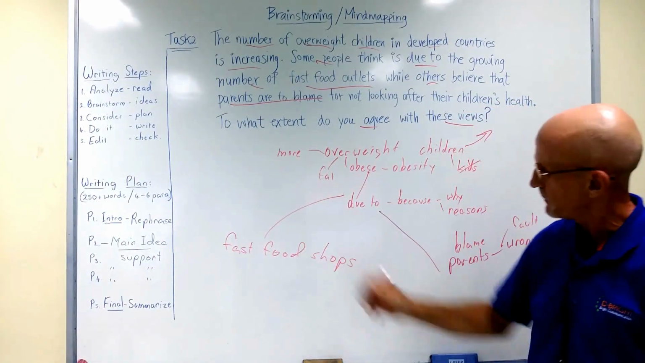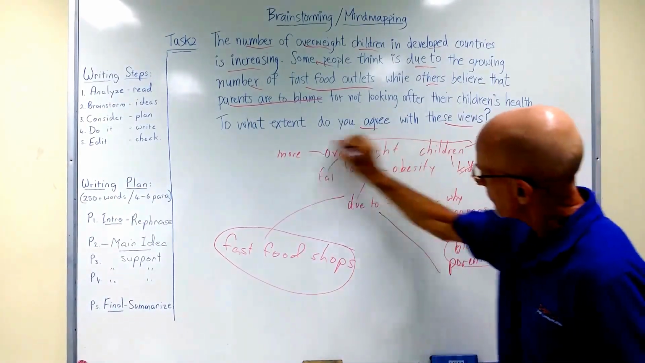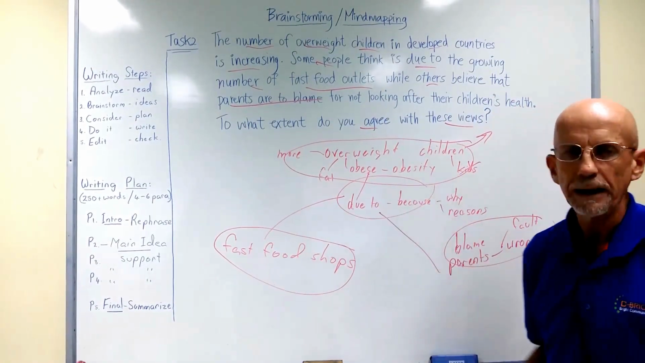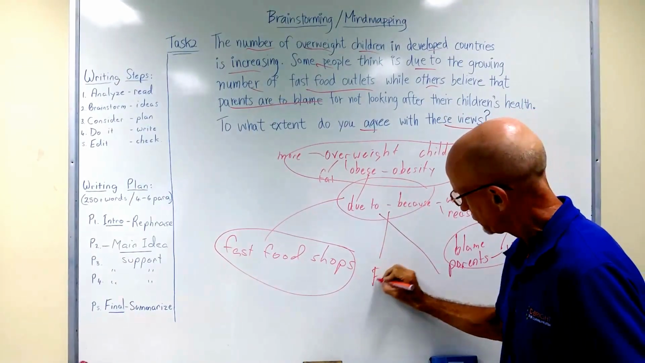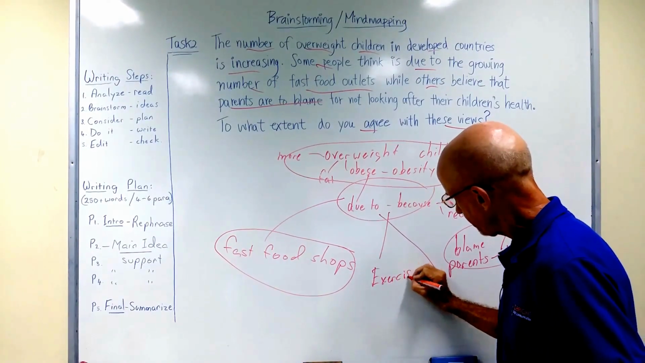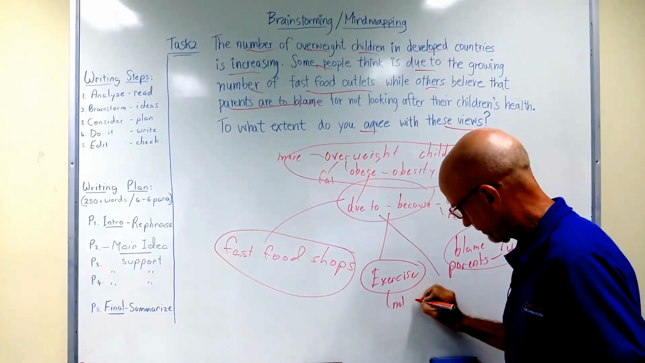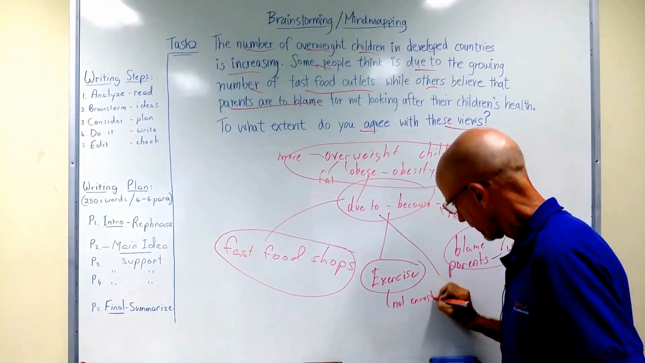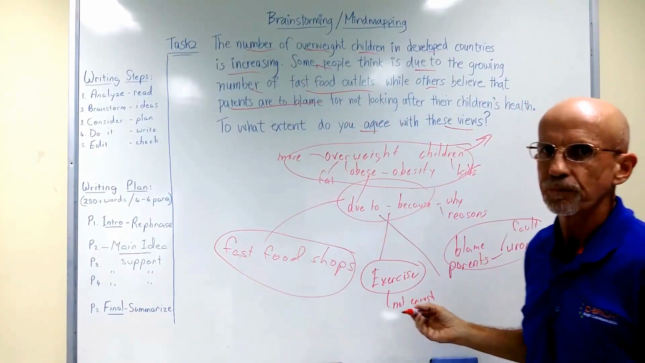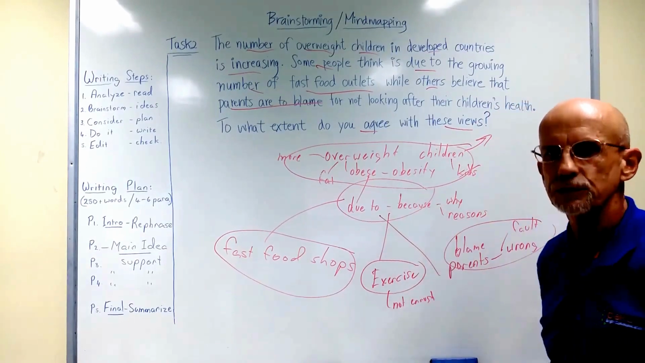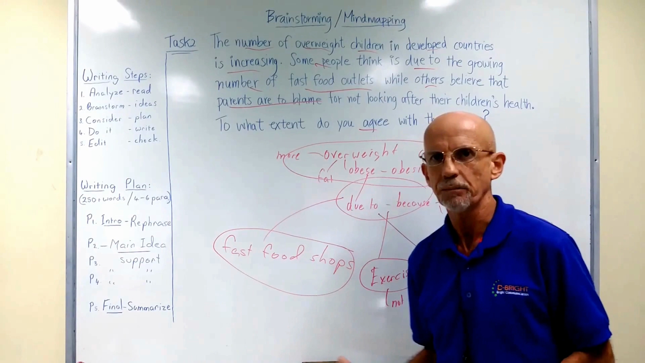So do I think fast food shops? Yep, I think that's a point. I think parents, definitely more children. Why? The reasons. And I think there's another reason that comes to my head, exercise. Right? The idea of exercise, because really not enough young children. Okay. Now, what I've done is I've really analysed, and I've also started to brainstorm. What are my ideas? But I need some more information. I need some more vocabulary.